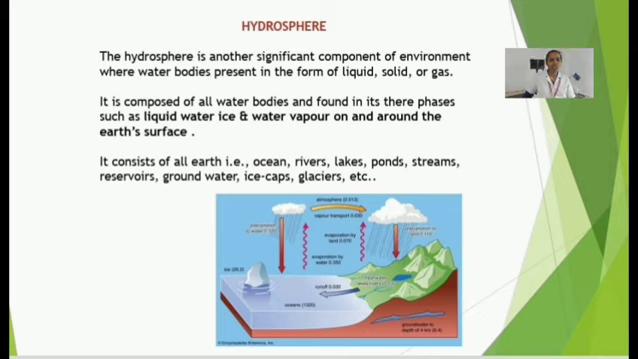Hydrosphere means hydro means water. Hydrosphere is one of the important parts of the environment. Hydrosphere includes the water bodies. The water bodies have three forms: liquid, solid and gas forms. The hydrosphere is made up of all the water around the earth's surface. It includes the oceans, rivers, lakes, ponds, streams and groundwater.